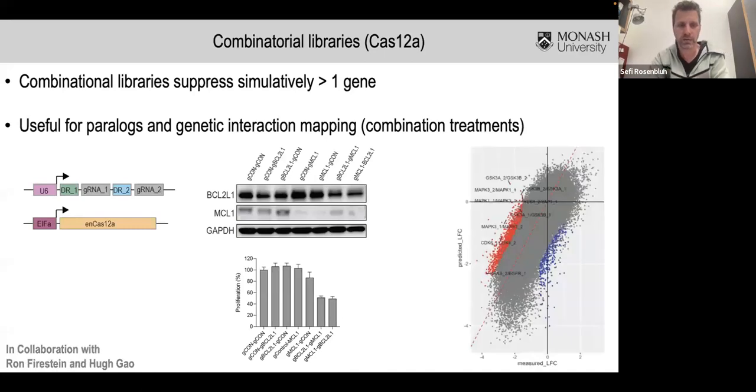And here's a screen that we've done together with Ron Firestone and Hugh Gao from his lab. I'm not going to show many results, just again, looking at controls here. So here you're looking at a collection, and in this case, it should be around 100,000 different combinations. And then what you could see is how much are these combinations deviating from the expected phenotype, which is either synergy or epistasis.